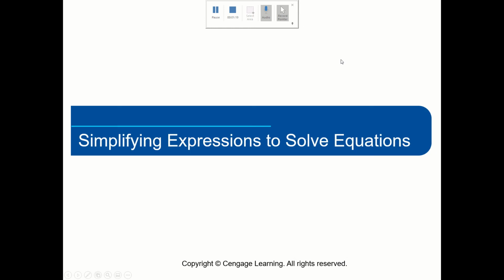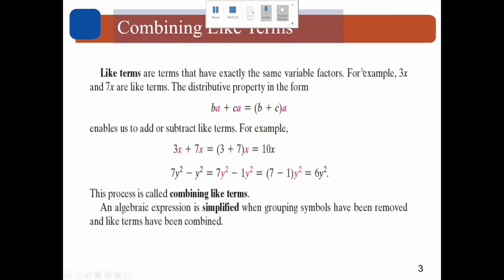So we're going to start with simplifying expressions to solve equations. So we've seen before that expressions are mathematical phrases that don't have an equal sign in them. And we know that we have something called like terms. I think we've talked about this. We might have even done the first section of this when we were together, but it's been 2 weeks, so I figured we'd run through it again.